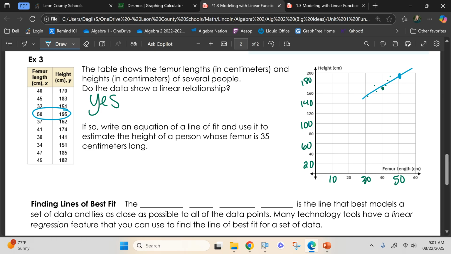40 and 170? That one? That works. We can do that one.